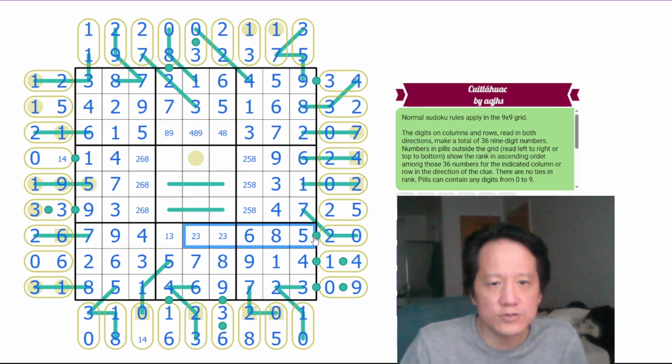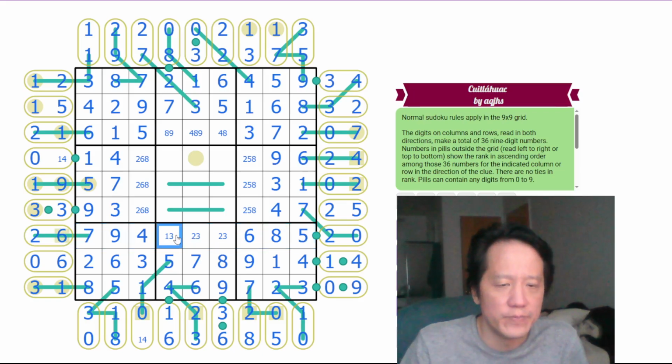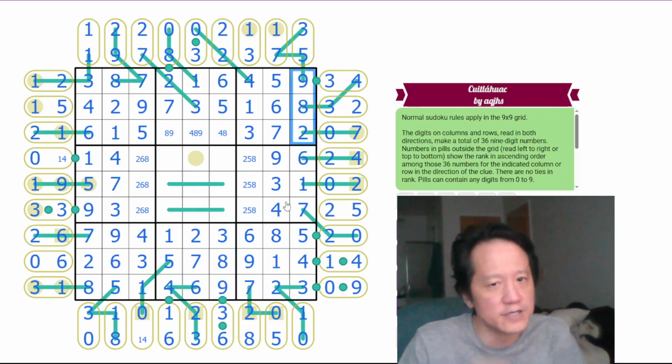So we have a 2, 3, 2, 3 pair, which eliminates 2 and 3 in the rest of row 7. So this can't be 3. This is 1. This can't be 3 because of that 3. So this is 2. This is 3. So this is 9, 8, 3. 9, 8, 3 will be greater than 9, 8, 2 no matter what.